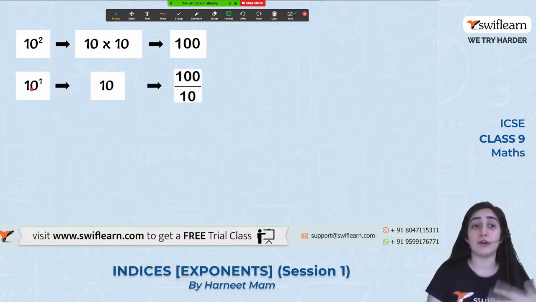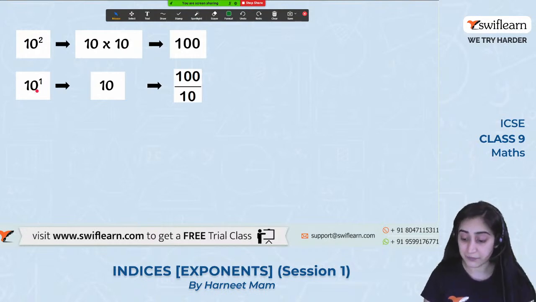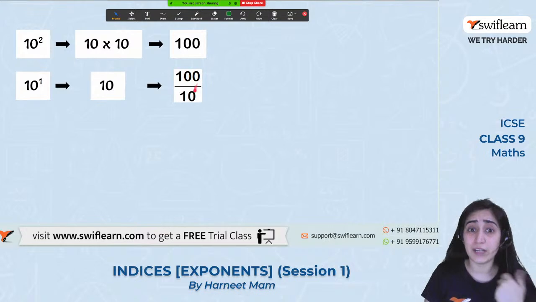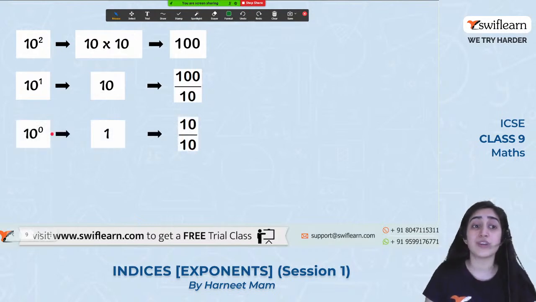Similarly, what's the value of 10 raised to the power of 1? So 10 raised to the power 1, simple 10. So I can also write 100 over 10. So why am I doing it? I'll tell you in the next step. So 10 is the value. Simple. Now 10 raised to the power of 0, it becomes 1.